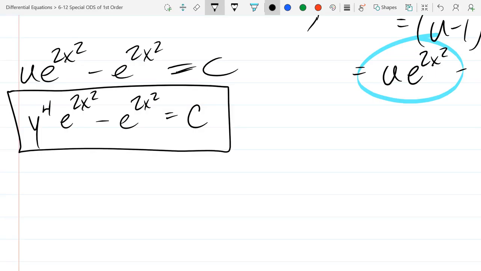Is that your separable answer? And remember, your constant might change, so you may get some different constant. Yes, it is. Sorry. All right. I forgot to sub back into u. Yeah, got it.